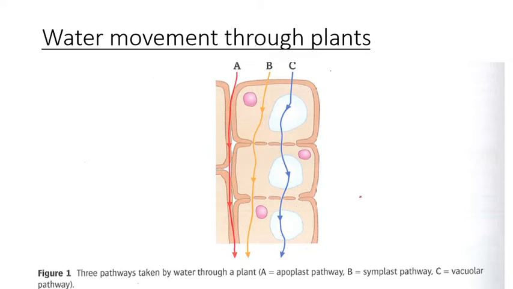A water molecule can move any of those pathways. It can move a mixture of those pathways. It could go like the symplast pathway for this first cell, then it could go into the vacuolar pathway, and then maybe it could go out into the apoplast pathway. The water doesn't get to choose which way, but there are a couple of mechanisms plants have to ensure water goes certain directions and certain pathways. And one of them we look at next.